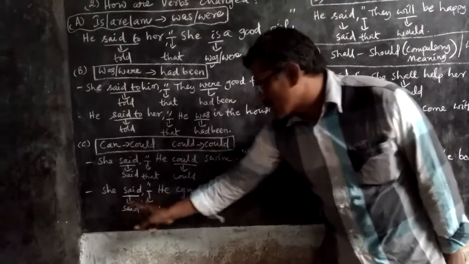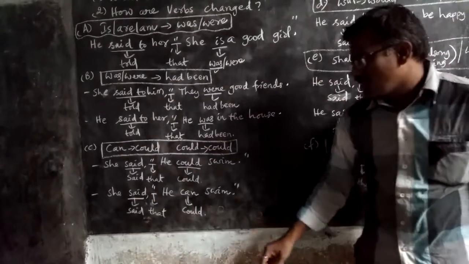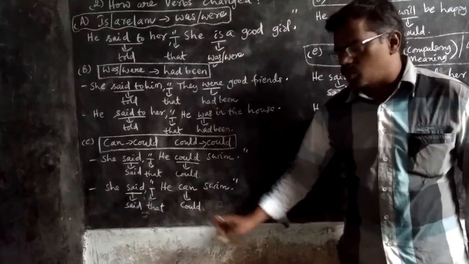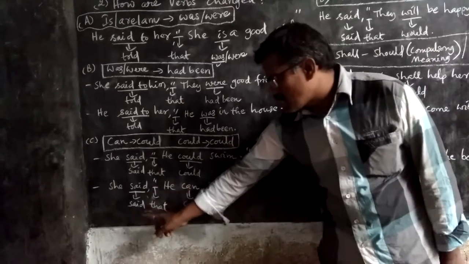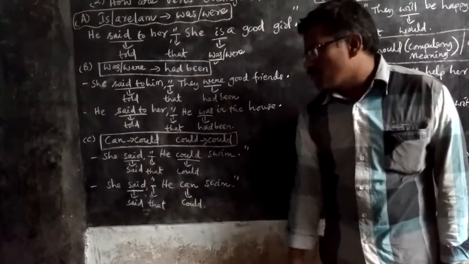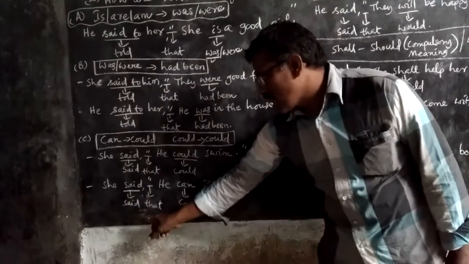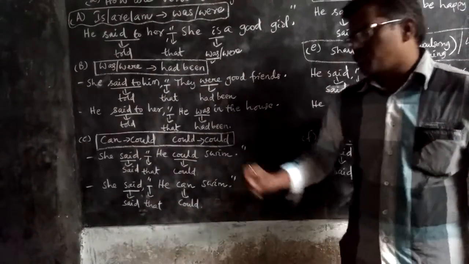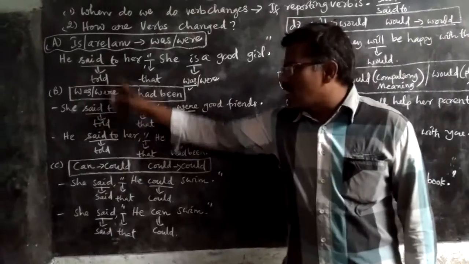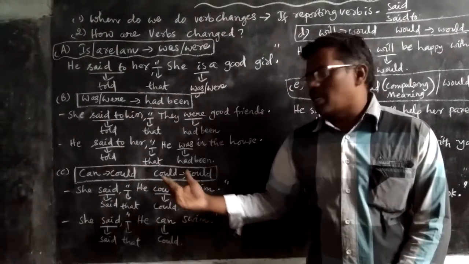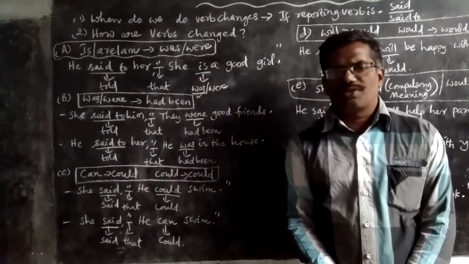Next example, she said he can swim. Here can becomes could, and said becomes said, inverted comma becomes that. We get the answer. She said that he could swim. In this way, these are the 4 rules explained here. Let us see some more rules.